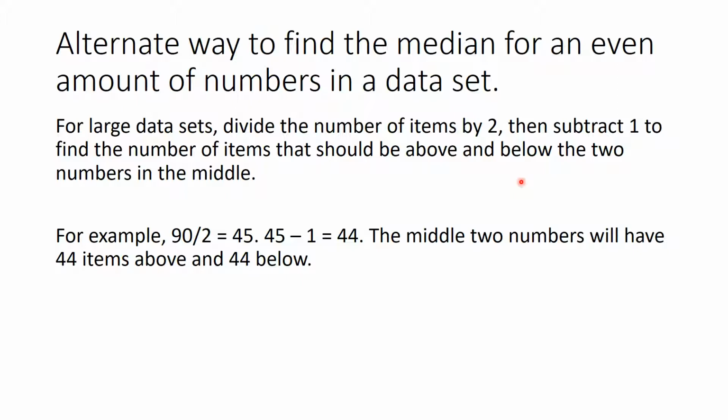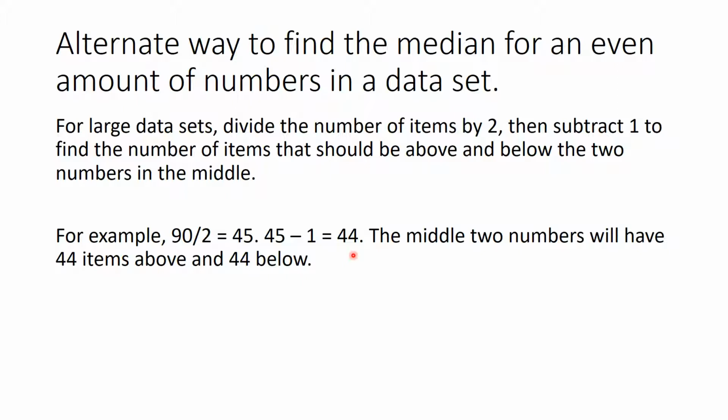For a better visual, say you had 90 items in your data set total. Like I said before, you divide that number by 2, which gives us 45. Then we take away 1 from 45, and that gives us 44, and that's it. There you go. So there should be 44 items above the middle two numbers and 44 items below the middle two numbers.